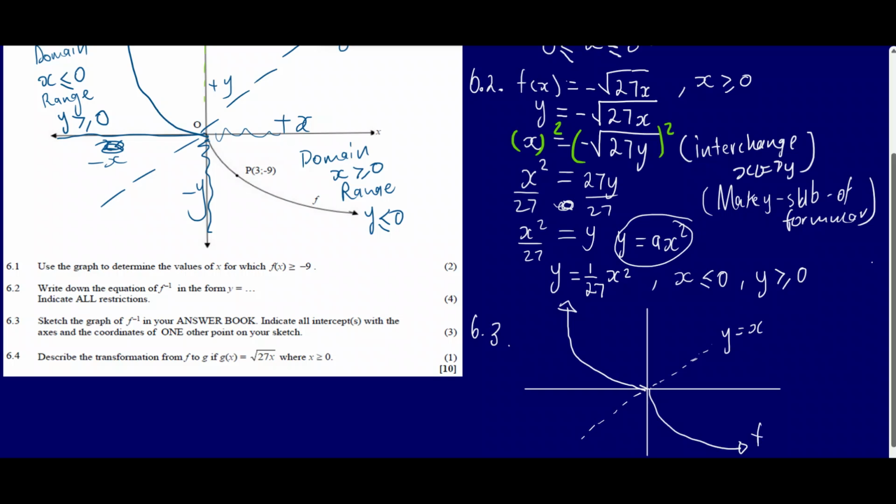And then they're saying that we must indicate just one point. So this is the graph of f, which you don't have to draw there. You can draw it in pencil and then erase it after.